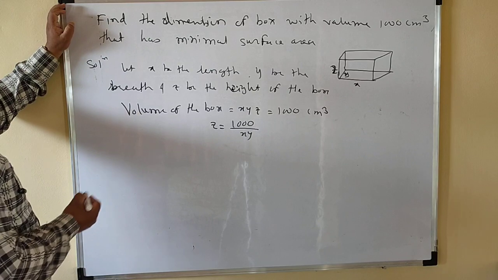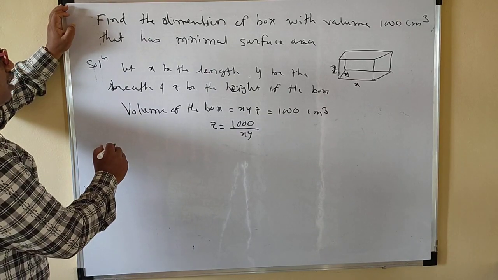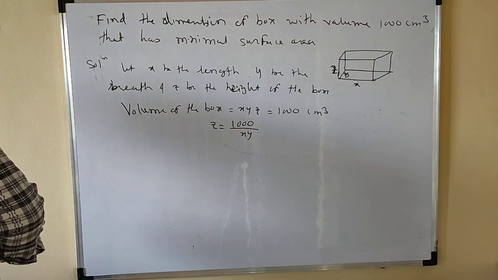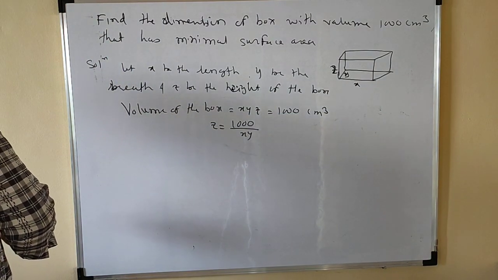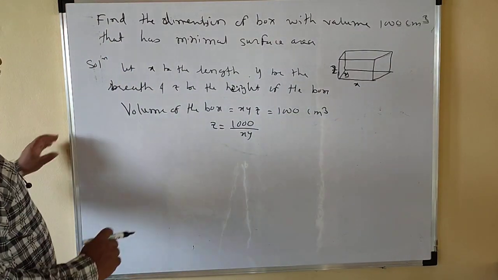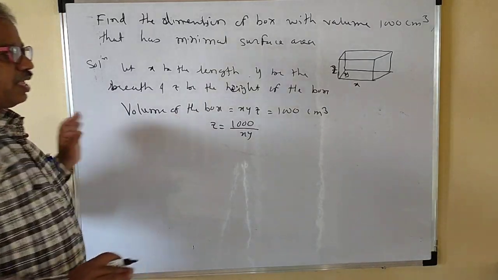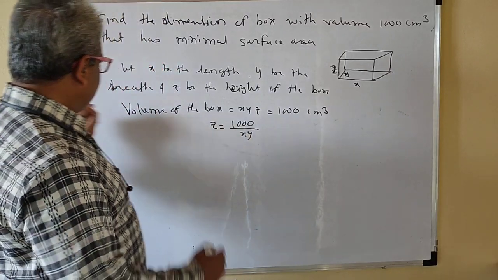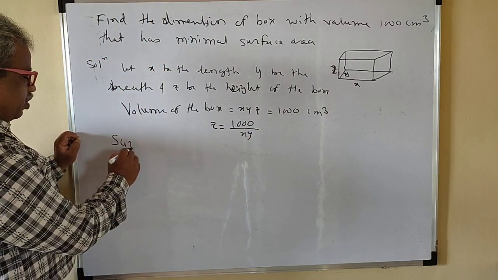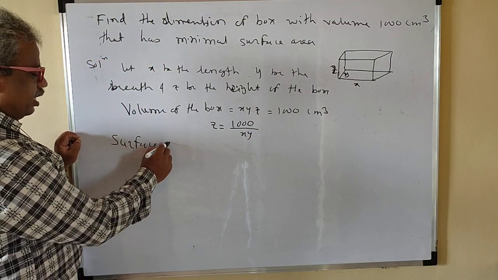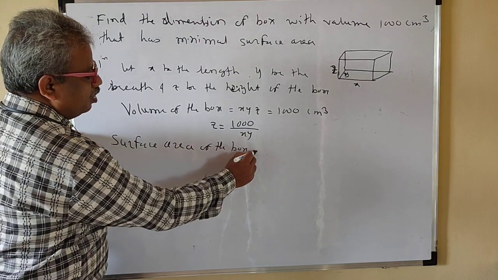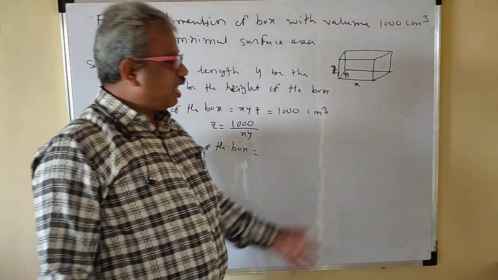Okay. So now we have to find the surface area of the box. Is it an open top? It is not an open top. That means there are 6 surfaces of the box. So now we find the surface area of the box. We'll add all the surfaces.